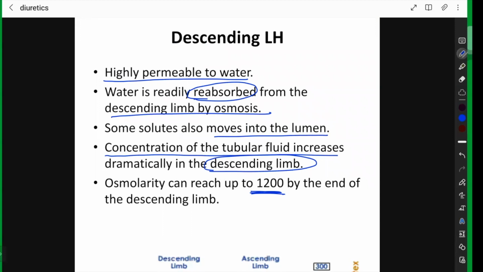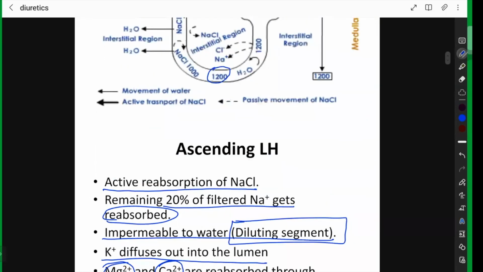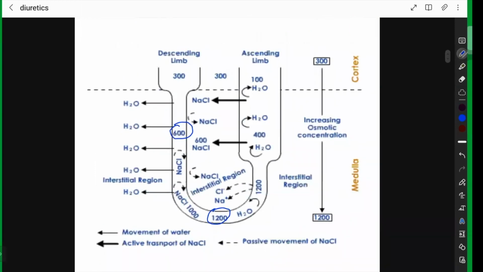So the concentration of the tubular fluid is going to increase dramatically in the descending limb. Osmolarity can reach up to 1200 by the end of the descending limb. Okay, then comes the ascending limb. So here it was 600, then 1200, then it becomes 400. So after concentrating, there is a dilution.